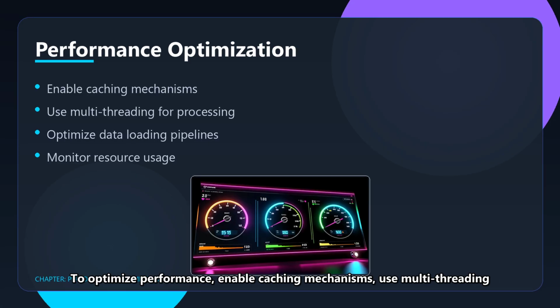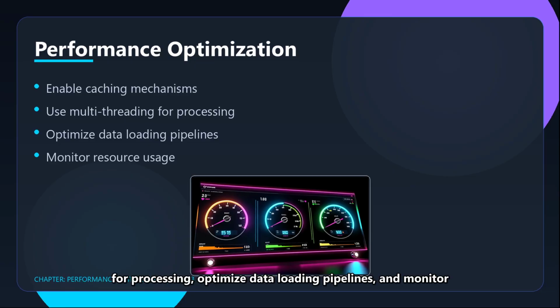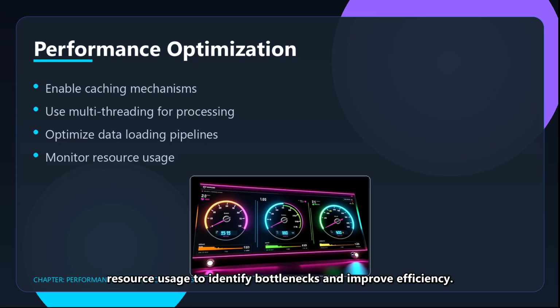To optimize performance, enable caching mechanisms, use multi-threading for processing, optimize data loading pipelines, and monitor resource usage to identify bottlenecks and improve efficiency.